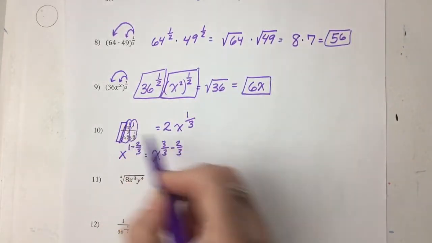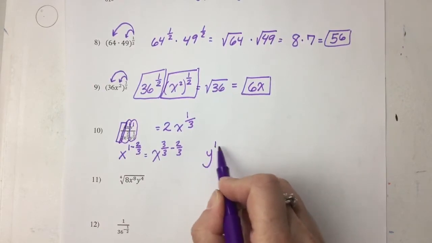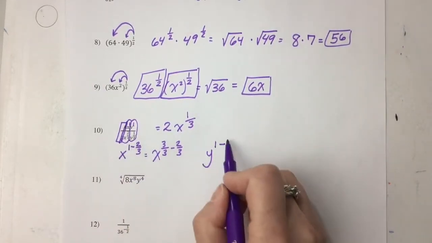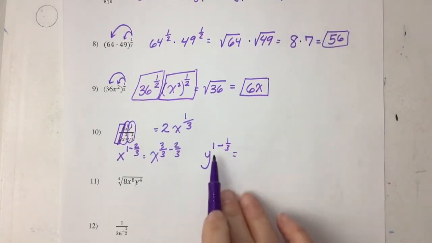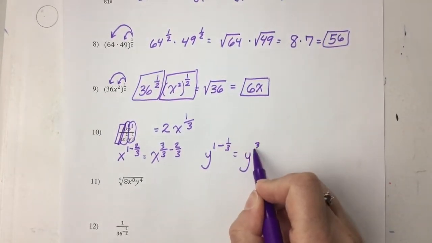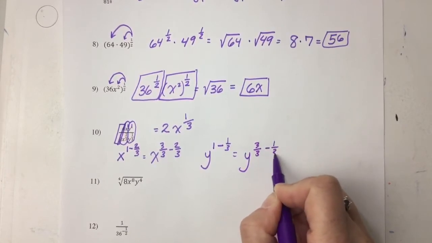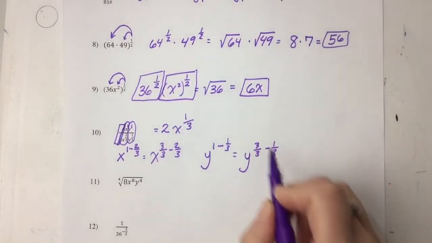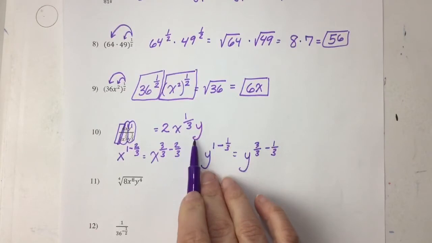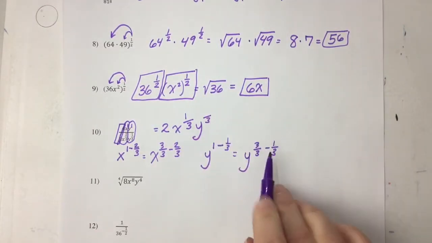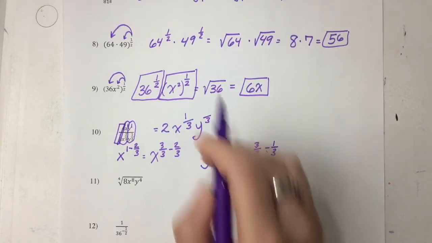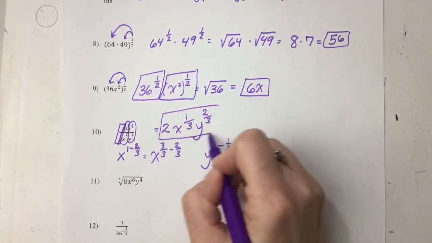Same thing with y, you guys. So if I have y, the top is a 1, minus the exponent on the bottom, it's 1/3. Well, I can't subtract it like that. You need a common denominator. So it's y to the 3/3 minus 1/3. I still have a y in the problem. The denominator is a 3. What you're actually subtracting is the top. 3 minus 1 is 2.